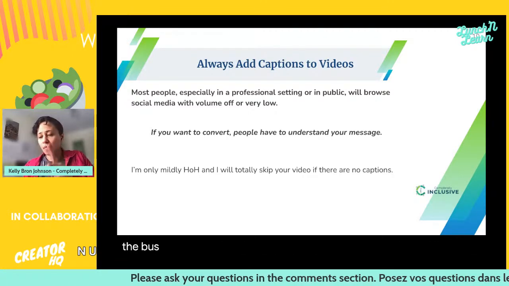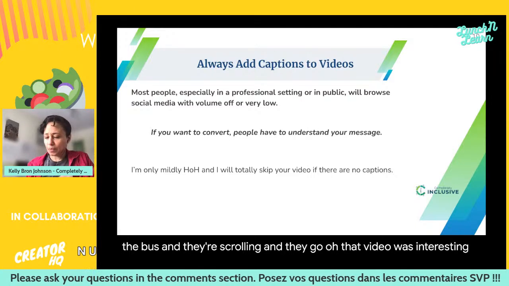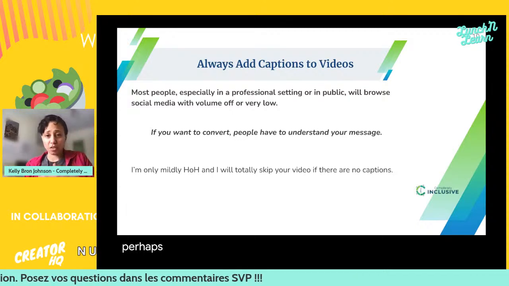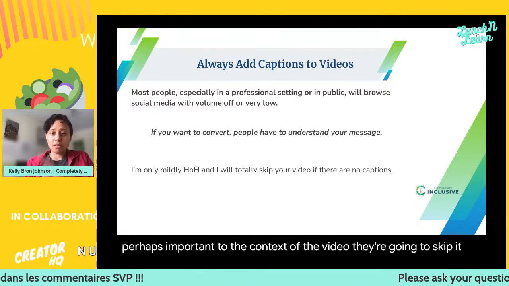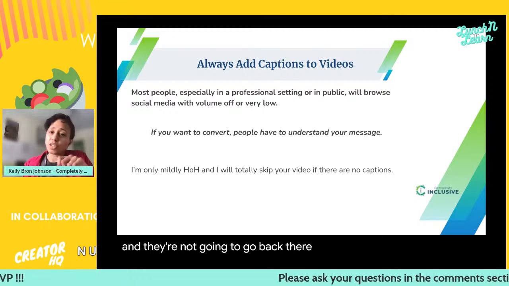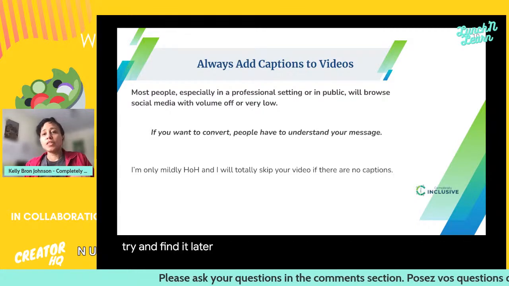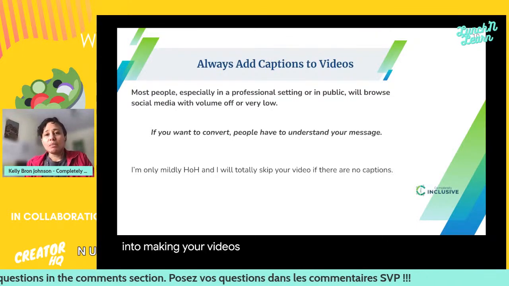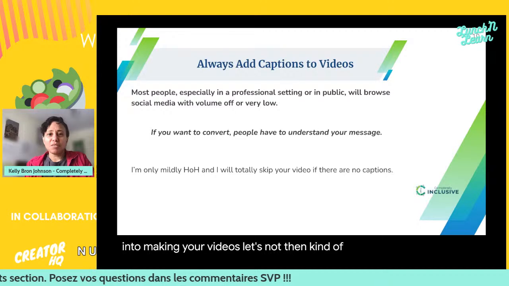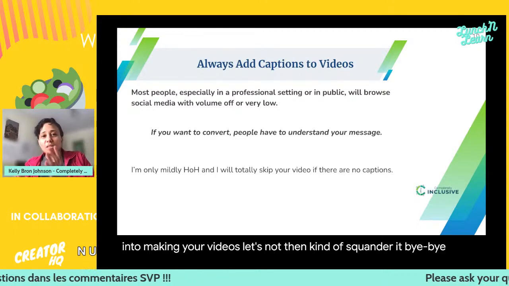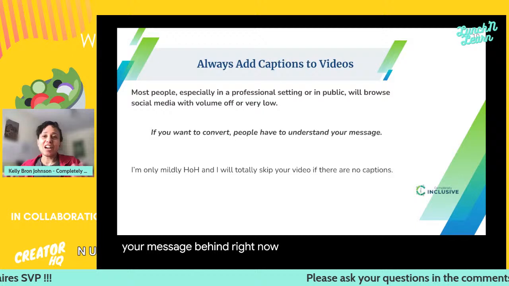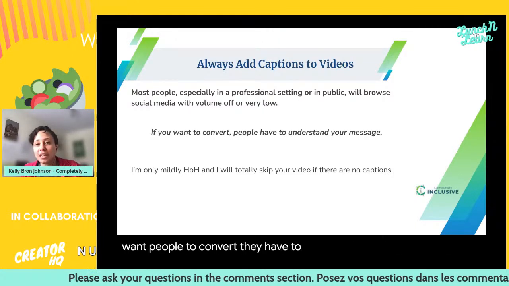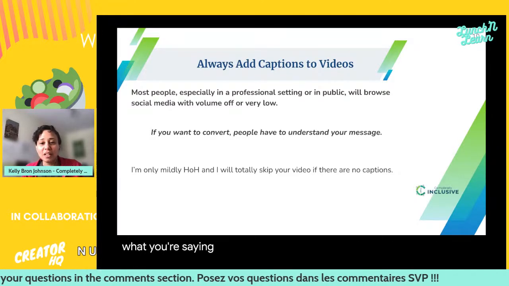Because what's going to happen is, let's say they're on the bus and they're scrolling and they go, oh, that video was interesting. But then there's no context because they couldn't hear words that were perhaps important to the context of the video. They're going to skip it. And they're not going to go back and try and find it later. So you've just lost an opportunity, especially if you spent a lot of time and money making your videos. Let's not squander it by leaving your message behind, right? That kind of ruins the impact. So if you want people to convert, they have to understand your message and what you're saying.